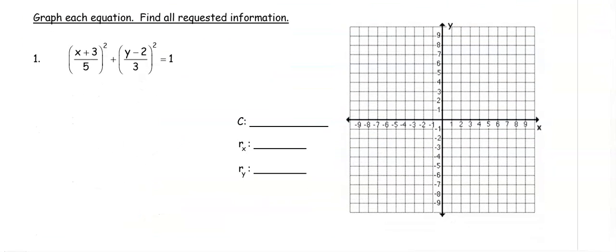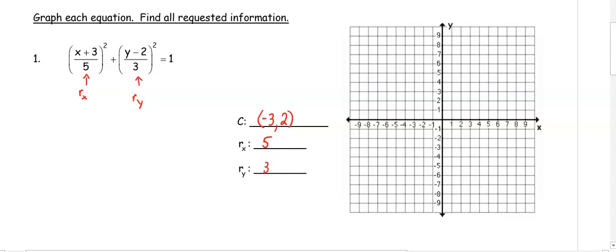So if we look at our first equation, we have quantity x plus 3 divided by 5 squared plus quantity y minus 2 divided by 3 squared equals 1. So our center here, we're going to take out the opposite signs of these numbers. So our center is going to be negative 3, 2. Our x radius is the number that's on the bottom of the x part, which is going to be 5. And then the y radius is going to be on the bottom of the y part, which is 3.